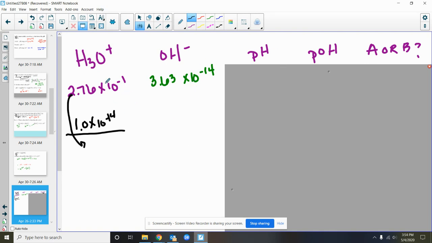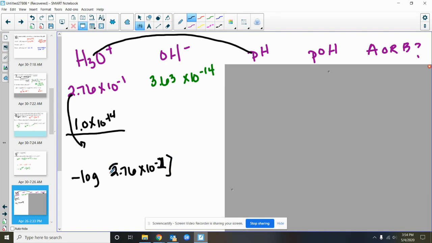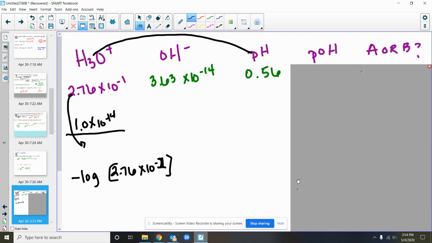These two are connected. So H3O is connected to pH. So if I know my H3O value, I know my pH value. So again, if I know my H3O value, I do negative log of my H3O value. So 2.76 times 10 to the negative 1. That's a 1 there. That's an ugly 1, but that's a 1. Okay. So if I do that, I'm going to get my pH value. And my pH value was 0.56. That's a very low pH. It's a very, very strong acid there.